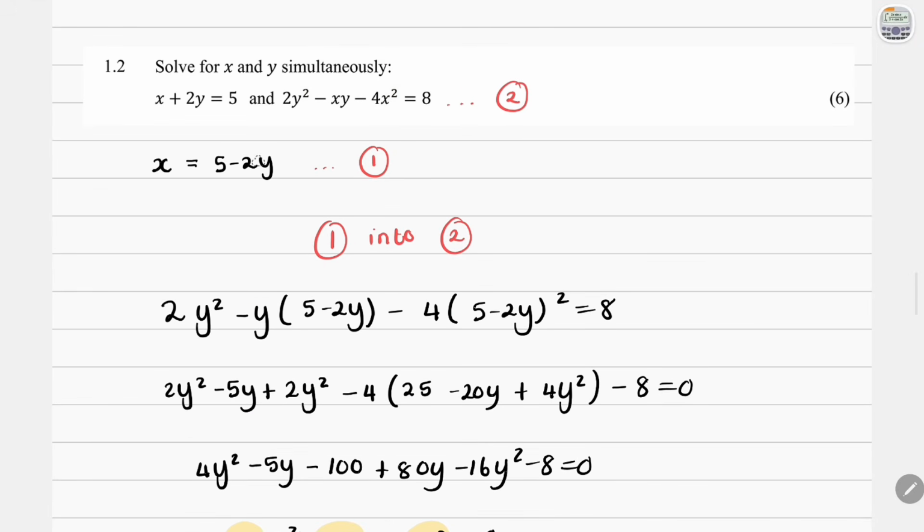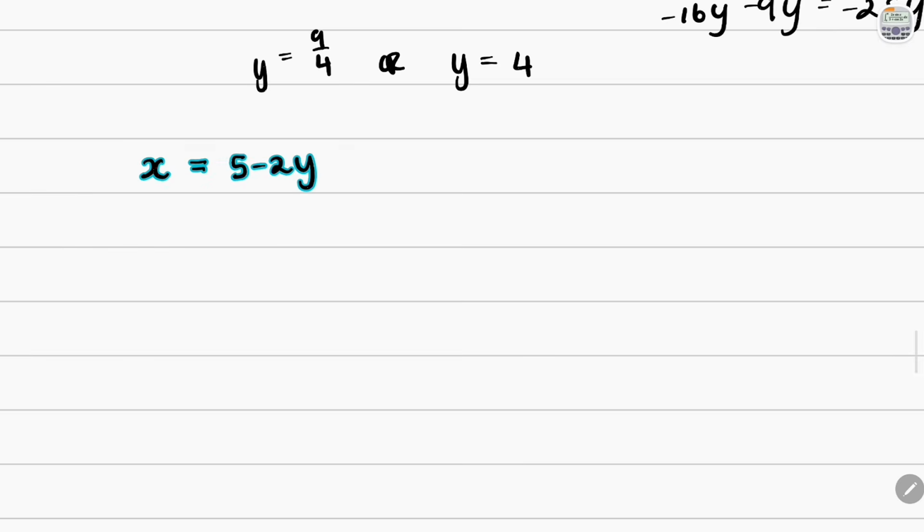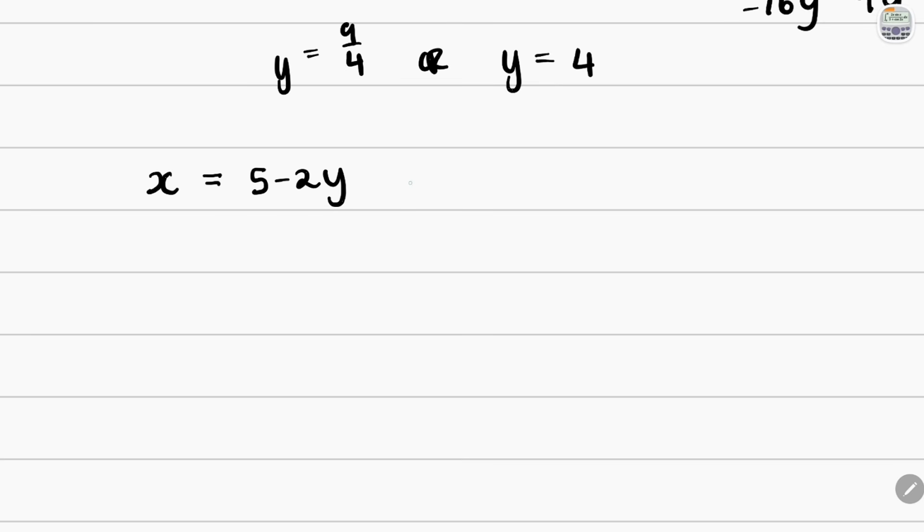So use equation 1. It had x as a subject, so we're just going to substitute each of these y values into this equation. So this means x is equal to 5 minus 2 and then times 9 over 4. So x is equal to, when we multiply, the 2 cancels, so that is just 5 minus 9 over 2. Okay, you can just see that as 10 over 2 minus 9 over 2, which is 1 over 2. Okay, so x equals a half.